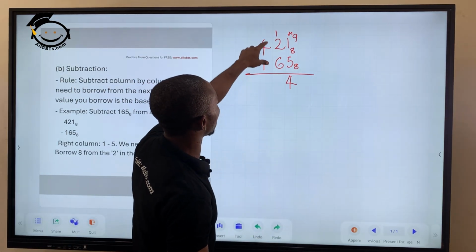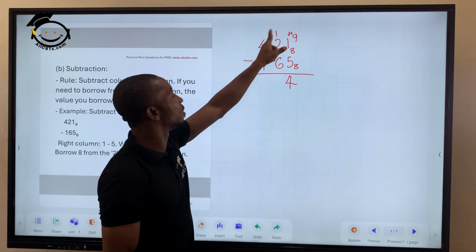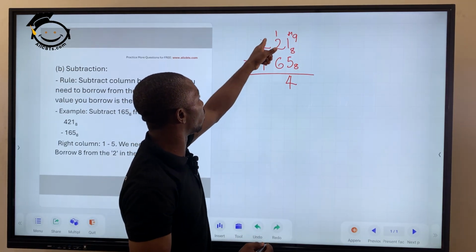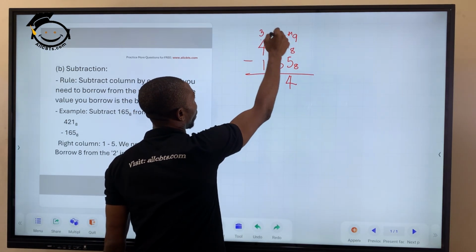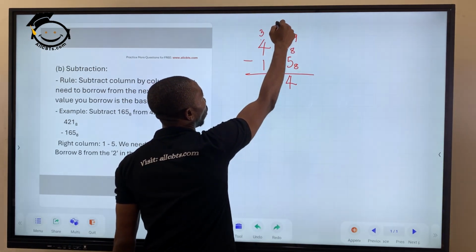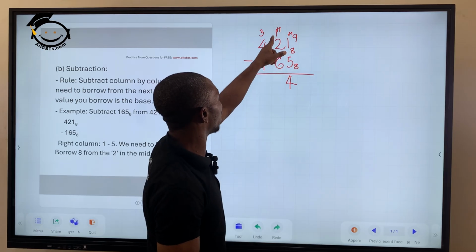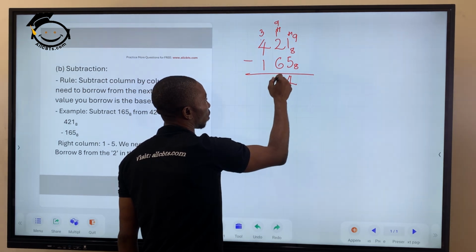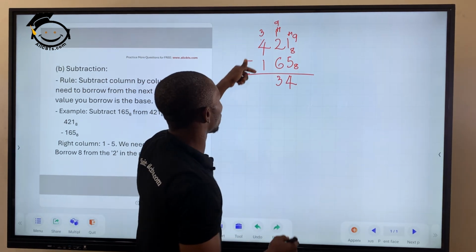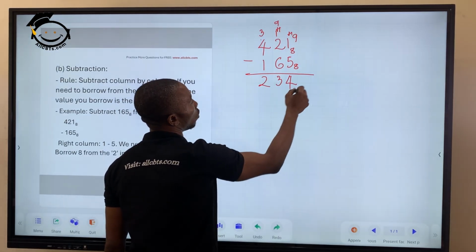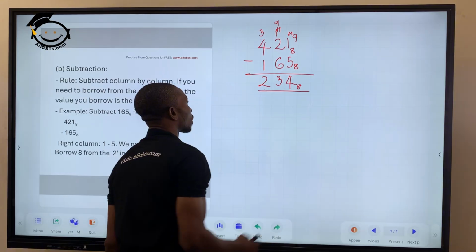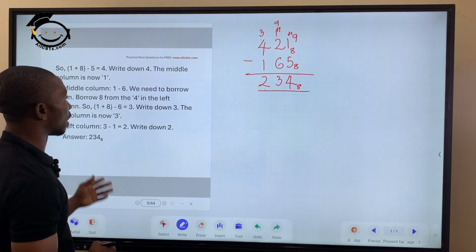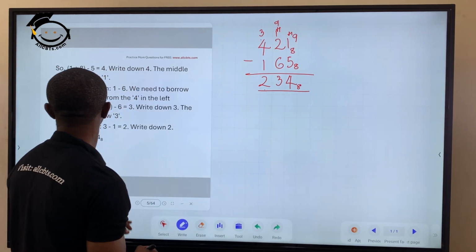Alright? Now, for the middle column, we have 1 minus 6, which is impossible. So we now borrow from 4, making 4 remain 3, plus the one we borrowed, which is 8. 8 plus 1 makes it 9. Now, 9 minus 6 gives us 3. Okay, now 3 minus 1 gives us 2, base 8. So our answer will be 234 base 8.